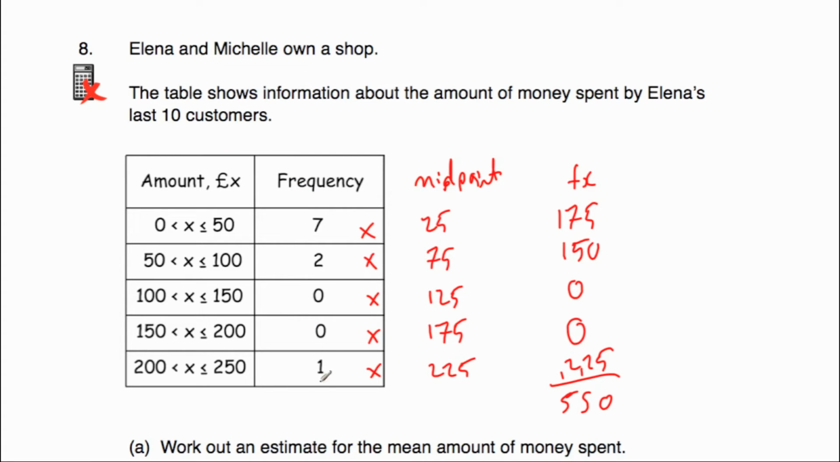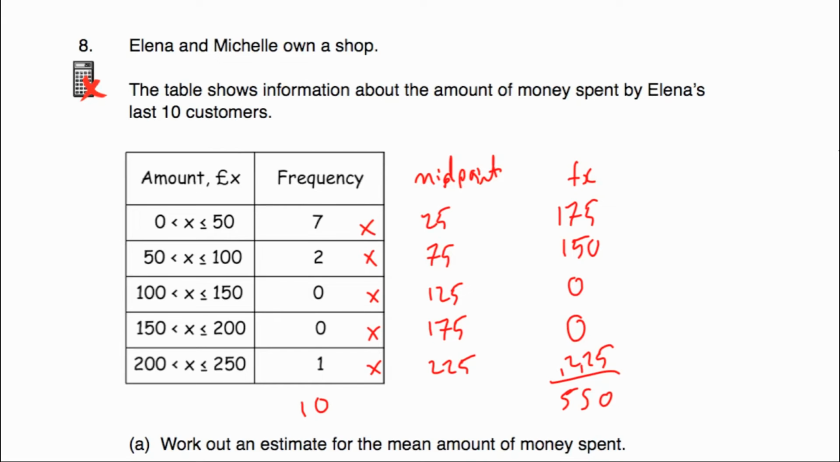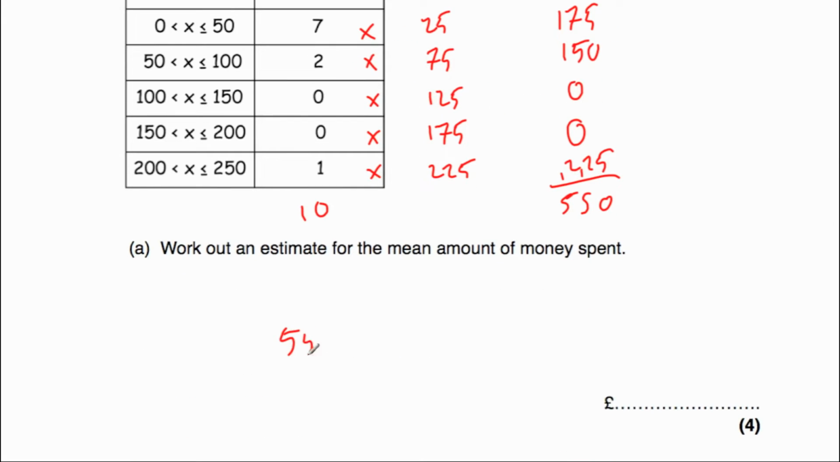£550, and there's 10 customers in total. So our estimate of the mean would be 550 divided by 10 is equal to £55. So that's our estimate for the mean amount of money spent by the customers.